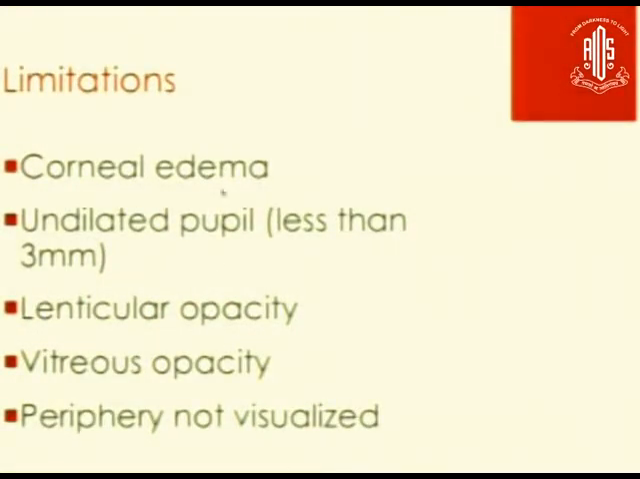The limitations of OCT are the presence of corneal edema, like any device which depends upon light entry into the eye. Any opacity in the media can affect the resolution of the image. But even in an undilated pupil, if it is about 4 millimeters and beyond, you can get a reasonably good image. But if it's less than 3 millimeters, you will have a compromise on the image quality. Lenticular opacity, vitreous opacities, etc. also compromise the image quality, and the periphery in general is not visualized properly. Up to the equator, even with difficulty you can probably scan, but beyond that becomes difficult.